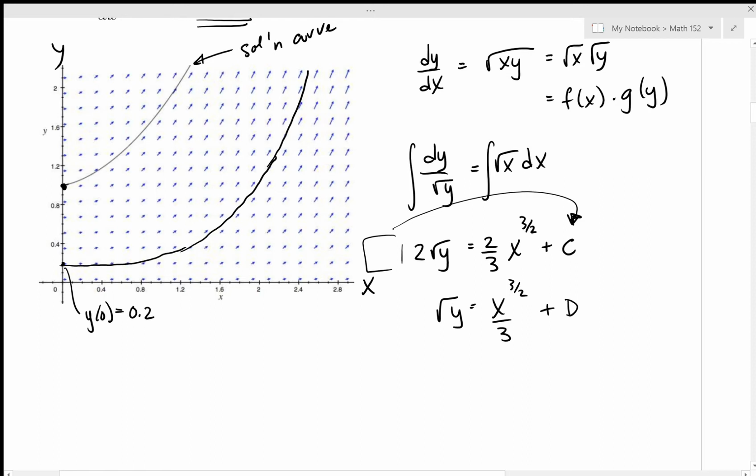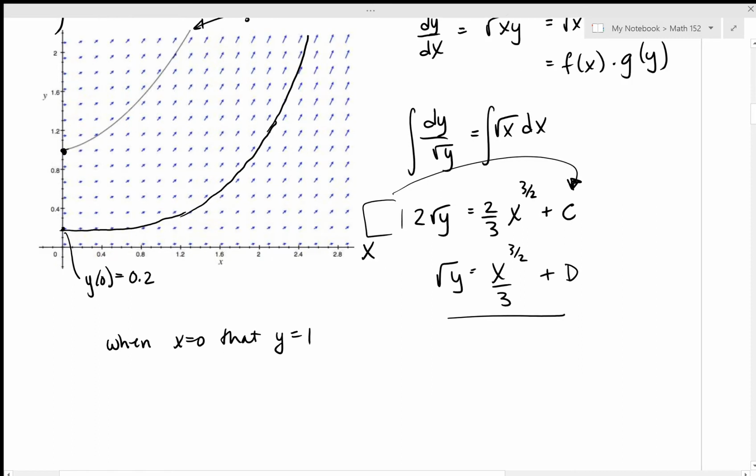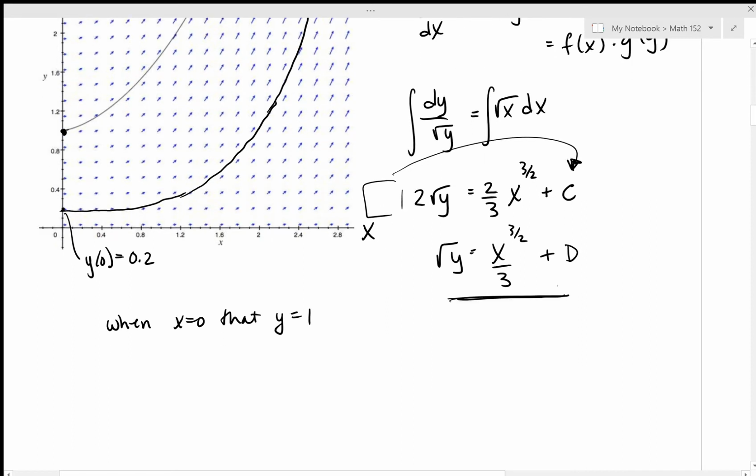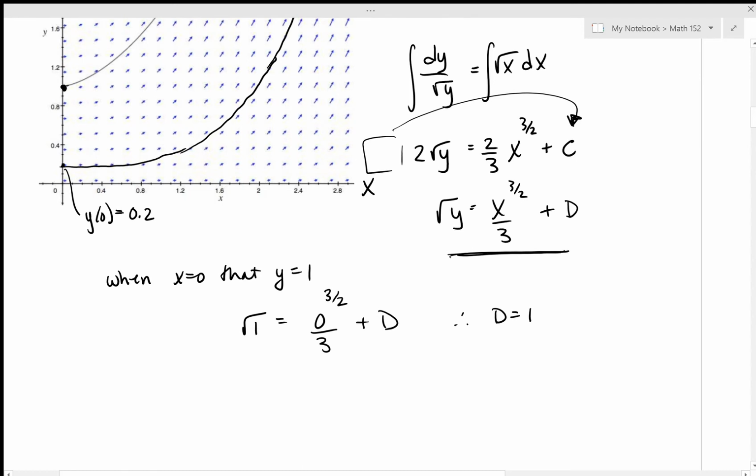Now we have an initial condition. We know that when x is 0, y equals 1. So we put that information into our solution, and we find that the square root of 1 is equal to 0 to the 3/2 over 3 plus d, and that means d is equal to 1. So now we can write out the complete solution for our differential equation. It looks like this.